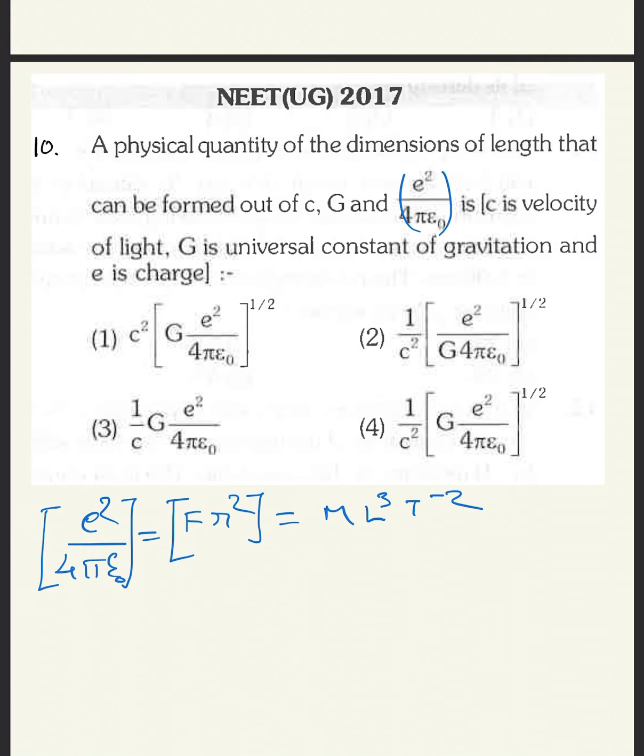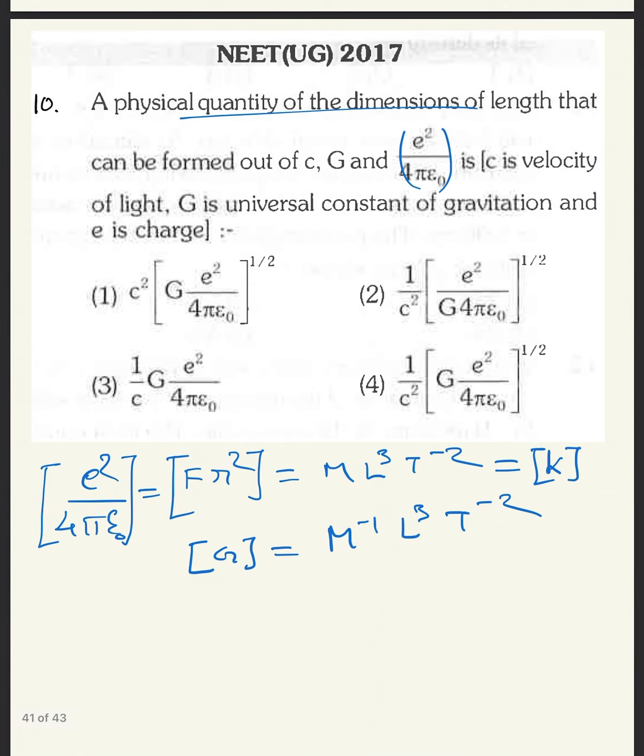So we know the dimension formula of this term, we know dimension formula of g. If you don't remember, I just derived it in the last question, that is m minus 1 l cube t minus 2. Now again dimension formula of c you know, and what they are asking, physical quantity having the dimension of length. Okay, so they want length in terms of these quantities. For a minute I am going to write this as k. This is simply just to avoid our labor.